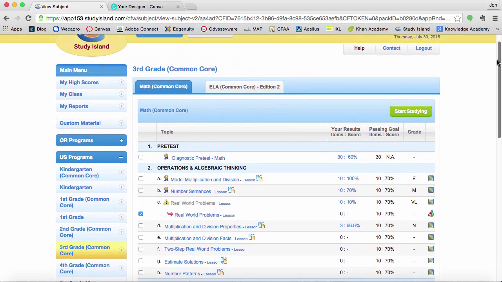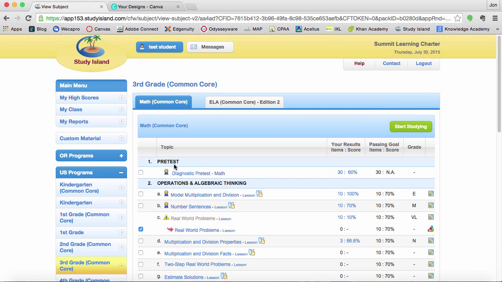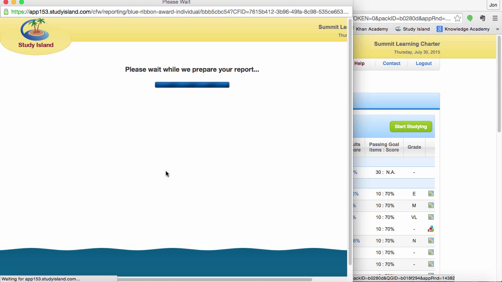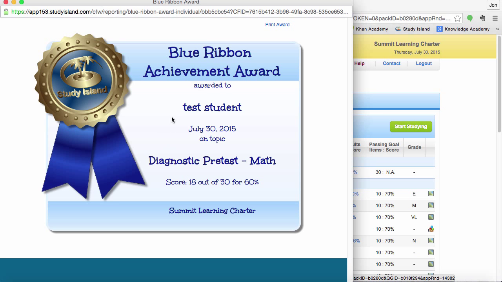All right, there are some awards. So for students, notice you get a blue ribbon. If you want to, you can click on this and you get a Blue Ribbon Mastery Award. So you could print this out if you have a student who maybe really struggled, and they finally passed that specific lesson. You could print this out and say, good job, you got your blue ribbon.